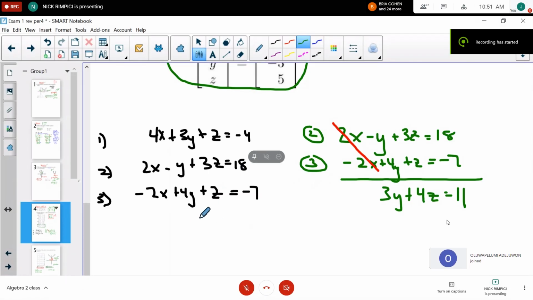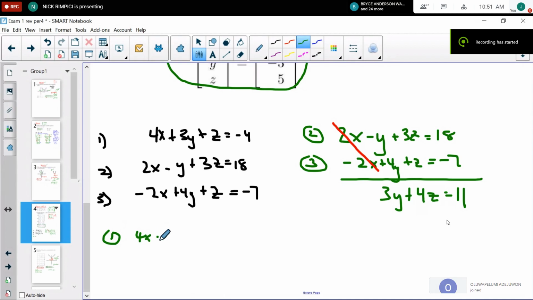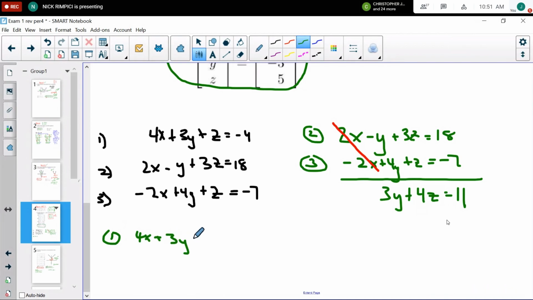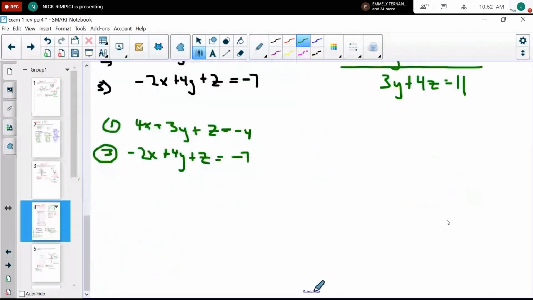Okay, so 1 and 3. We're going to have equation 1, which is 4x plus 3y plus z equals negative 4. So there's equation 1. Okay, good. And equation 3, negative 2x plus 4y plus z equals negative 7. Okay, so in this one, let's make some space.